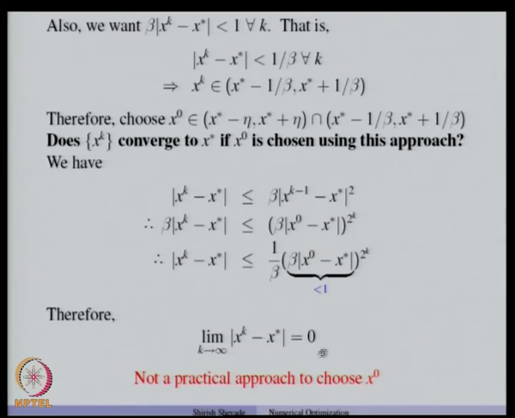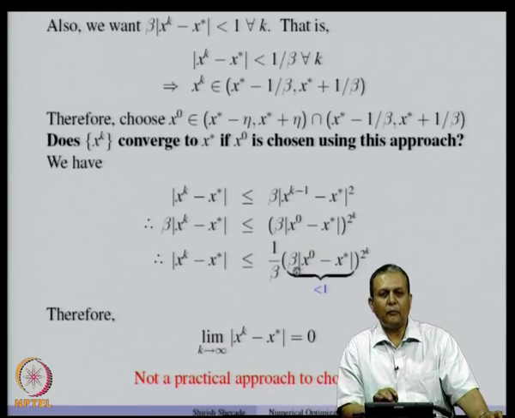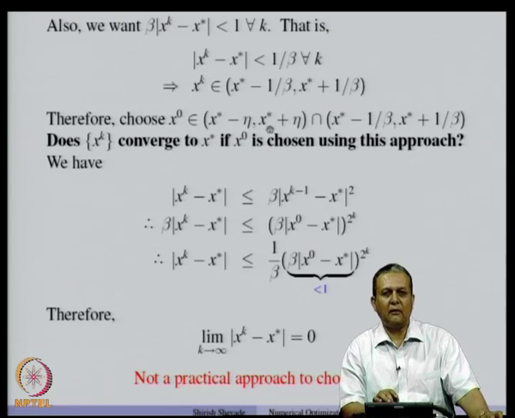But you will notice that this is not a practical approach to choose x naught. For example, to choose x naught, we need the knowledge of x star. But nevertheless, this proof shows that if we start Newton method from some point x naught which is sufficiently close to x star, then it converges to x star with order of convergence 2.